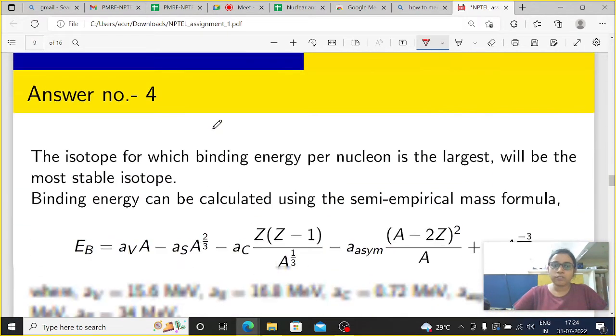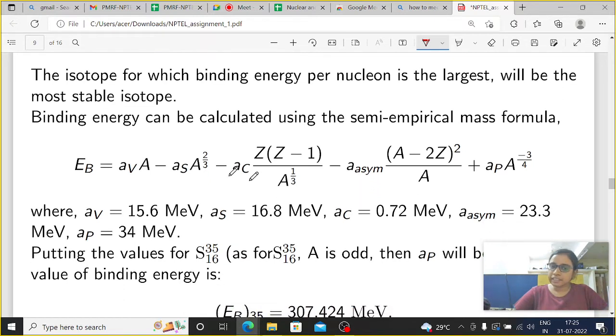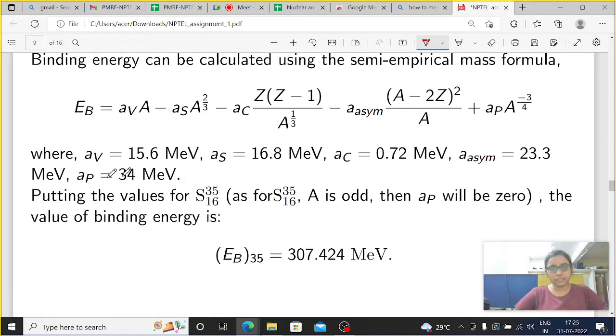So for that we have to calculate each one's binding energy per nucleon. As I already wrote here, the isotope for which binding energy per nucleon is the largest will be the most stable isotope. And the binding energy of any isotope will be written as E_B equals a_V A minus a_S A^(2/3) minus a_C Z(Z minus 1) divided by A^(1/3) minus a_asymmetry (A minus 2Z)^2 by A plus a_P A^(-3/4). And also the coefficients are given in that way.